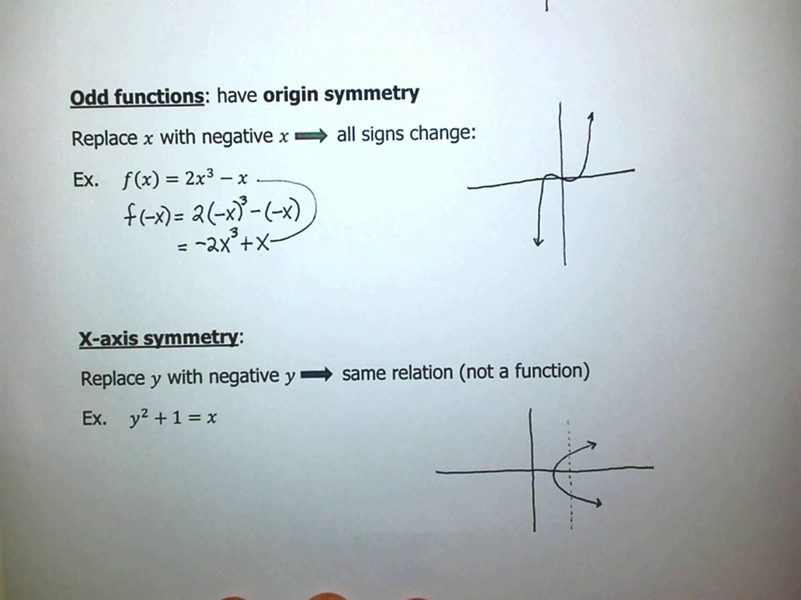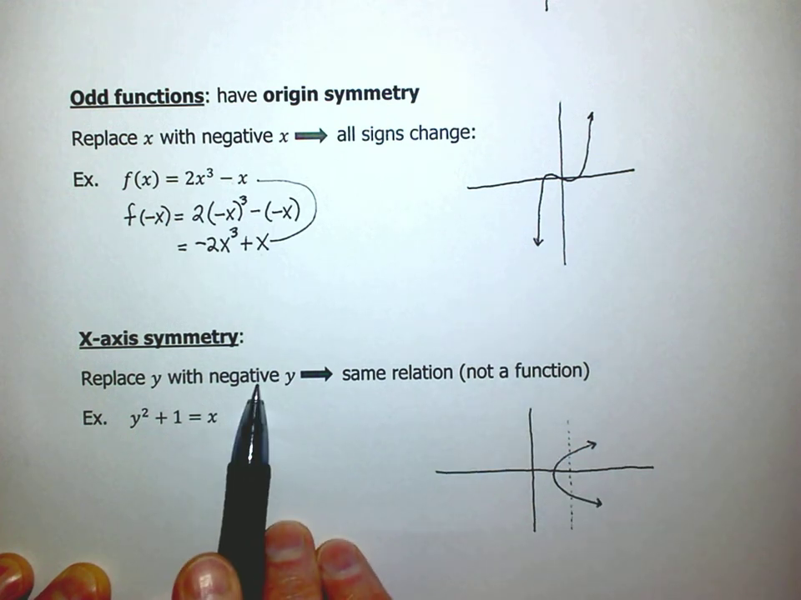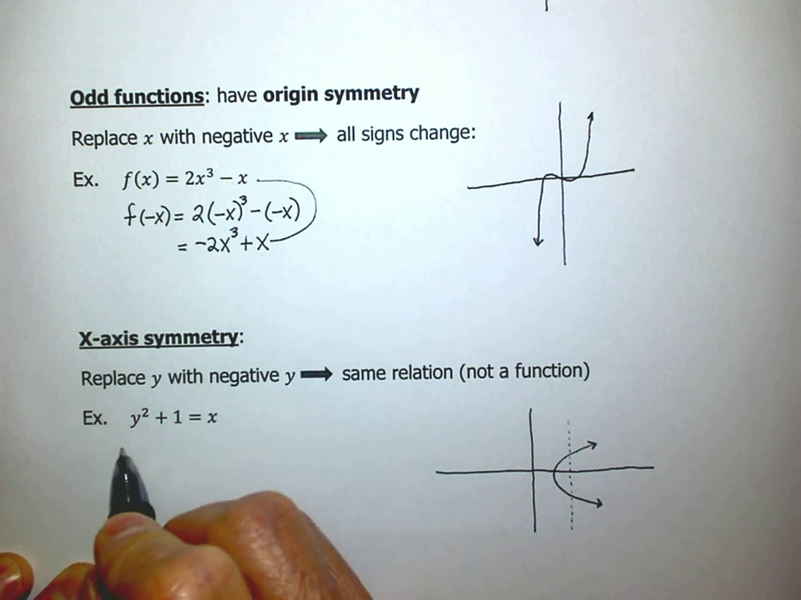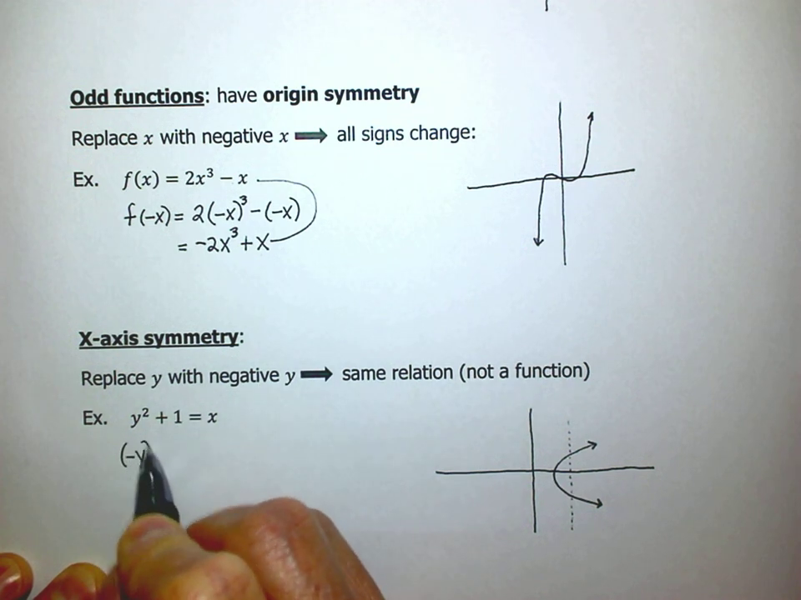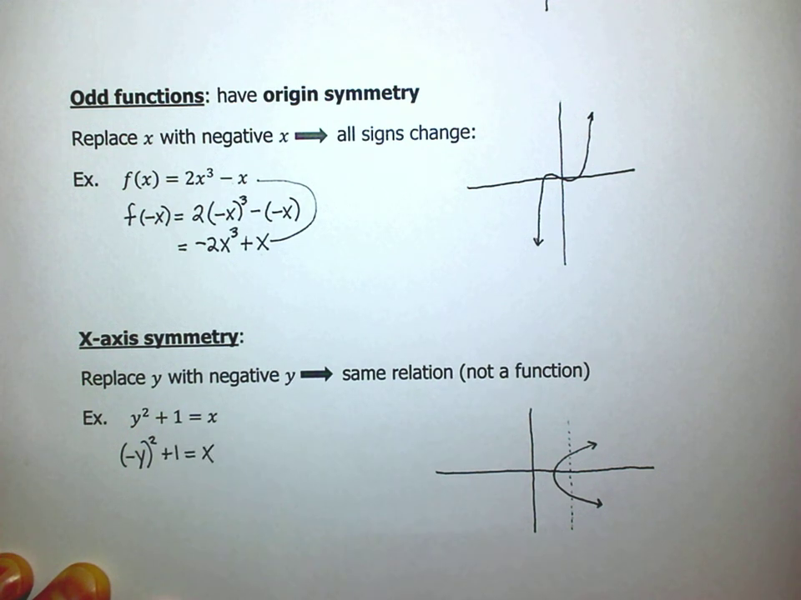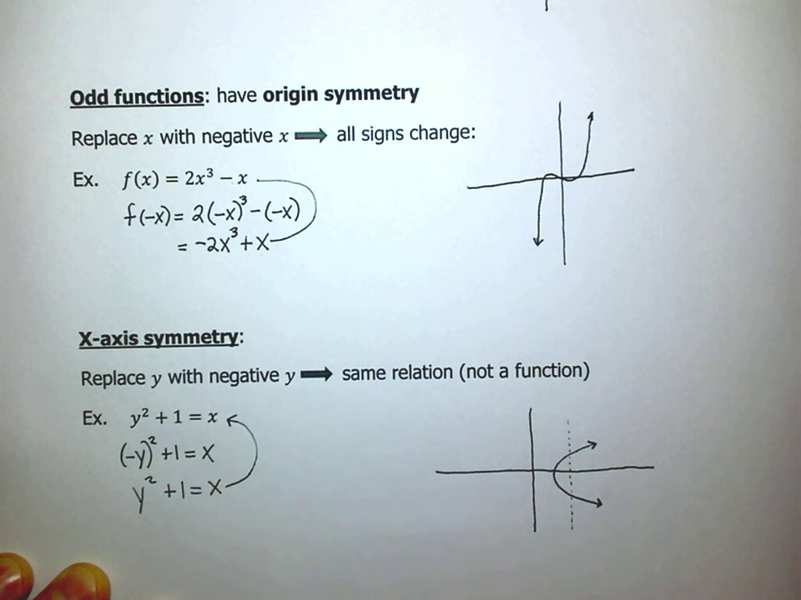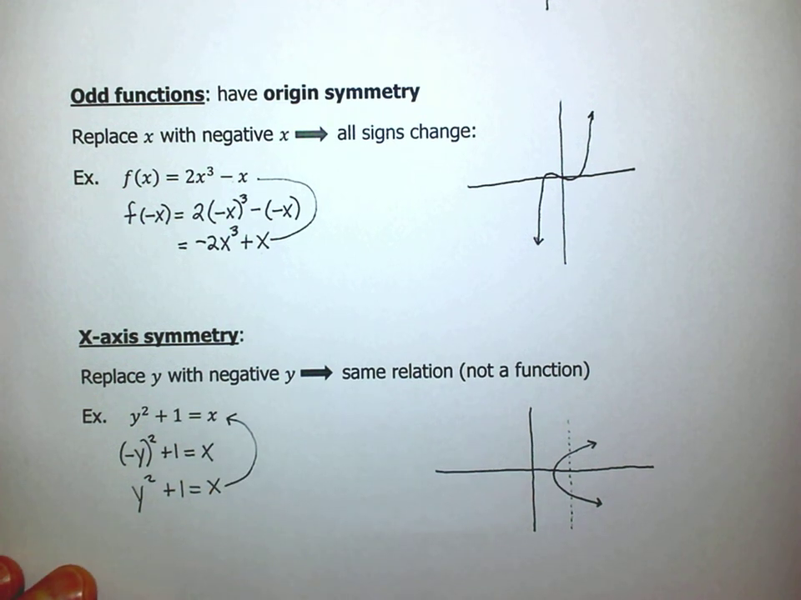But when we draw the graph, we can see that it is indeed mirrored on either side of the x-axis. To test for x-axis symmetry, we replace y with negative y and simplify. Well, negative y squared becomes positive y squared. And we go back, and it does get back to the original relation.